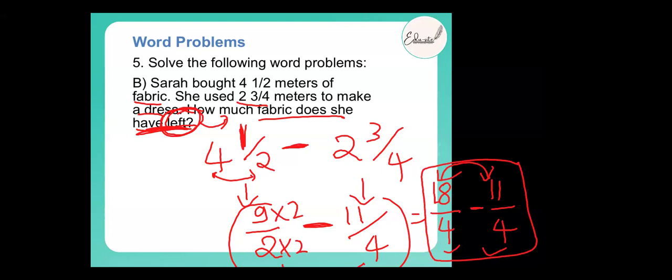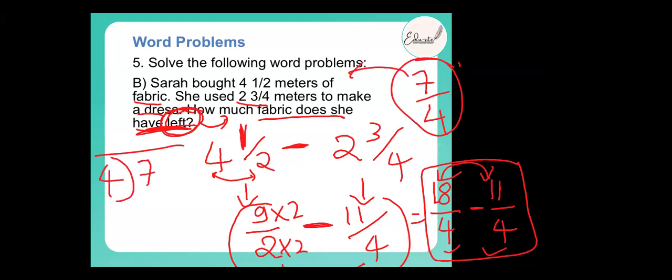What is 18 minus 11? It is 7. Excellent. So it is 7 over, what is the denominator now? Denominator is 7 over 4. Excellent. This is how you write it, Barakallahu Fiki. So this is the answer that you have, or you can also write it in the mixed format.